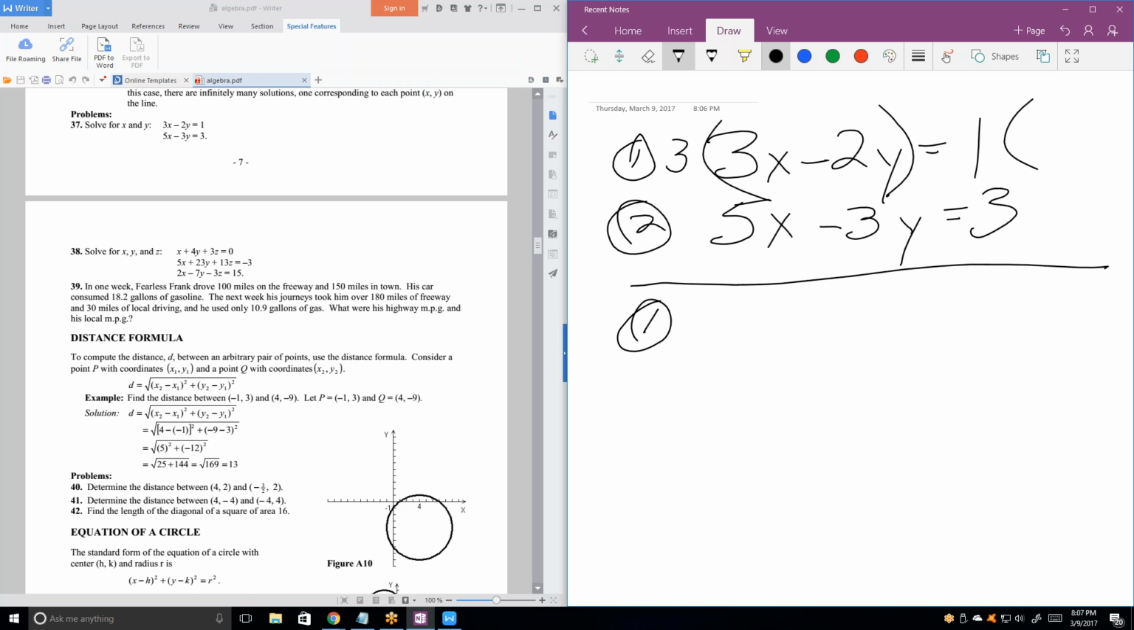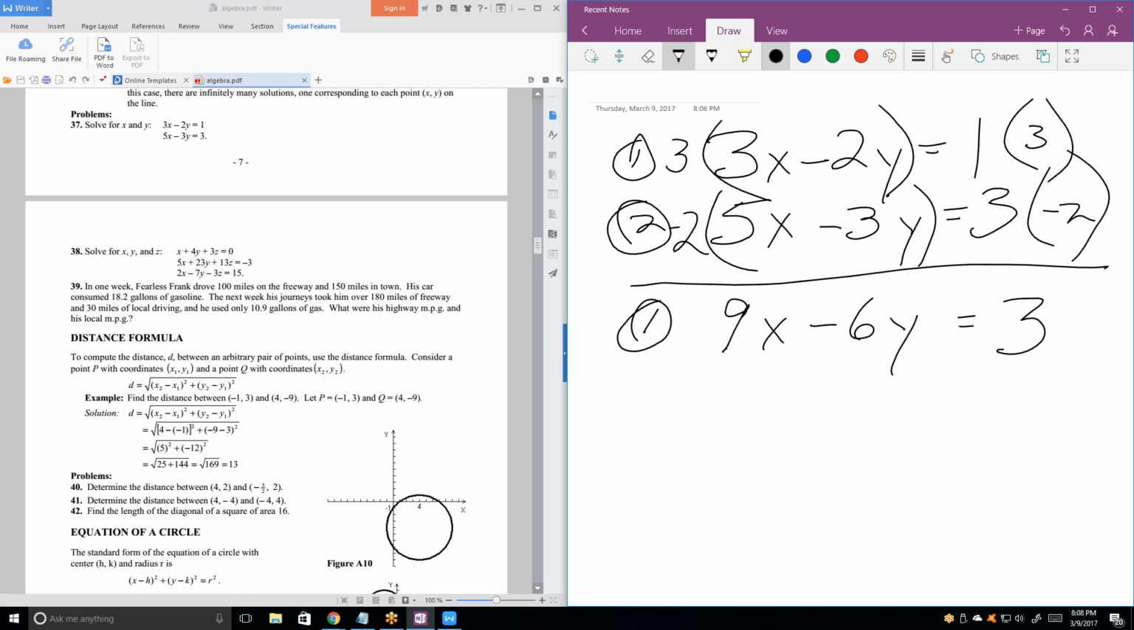So I'm going to multiply the left side by 3, and I'm going to multiply the right side by 3, and I'm going to rewrite it. That makes it 9x minus 6y equals 3. Now, equation 2, I'm going to multiply by negative 2, both sides. And that turns equation 2 into minus 10x plus 6y equals minus 6. Now I have it in perfect format such that if I add the two equations together, y goes away. In other words, I eliminate y.